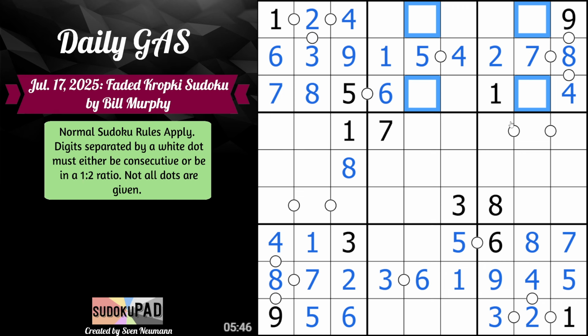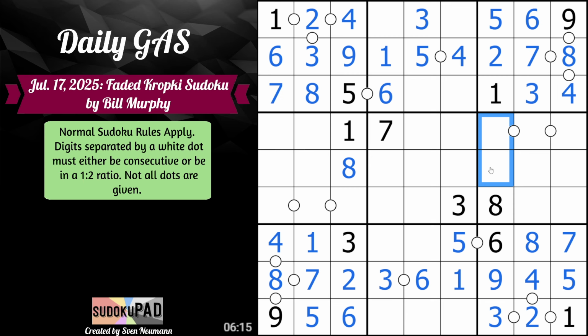Then we have an X-wing on 3s, which is fine. 3 would require 6, which is still fine. Actually, no it isn't, because we can just place a 6 here, which means 3 between these two cells, which we actually know exactly which cell now, because of the 6. This is 5 here.